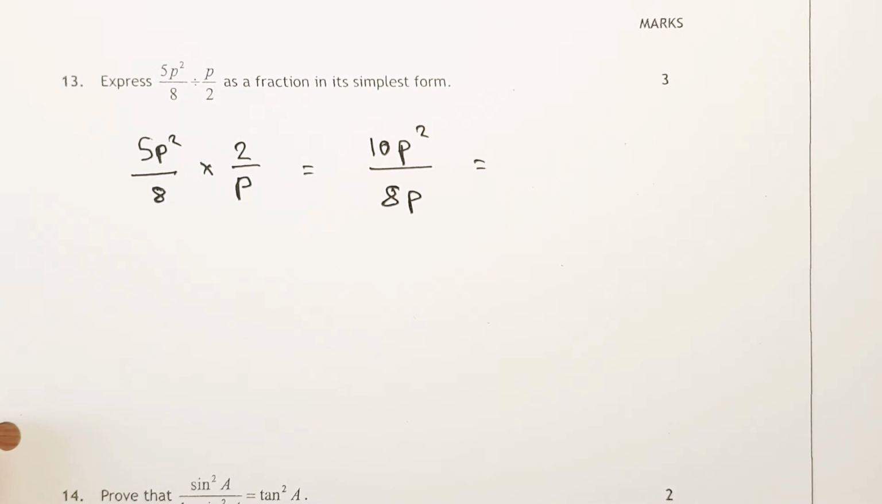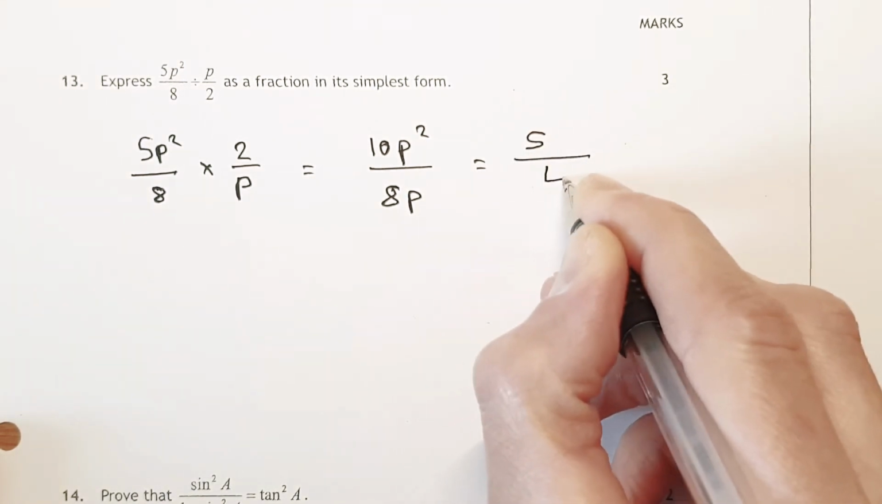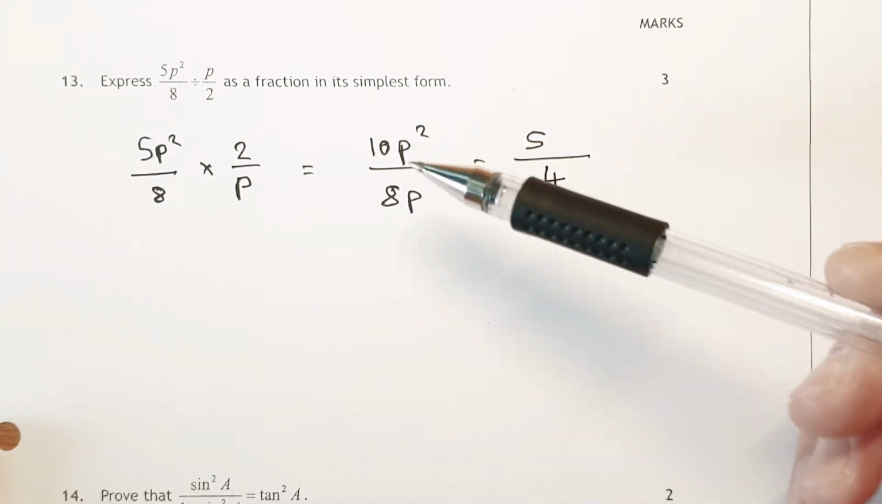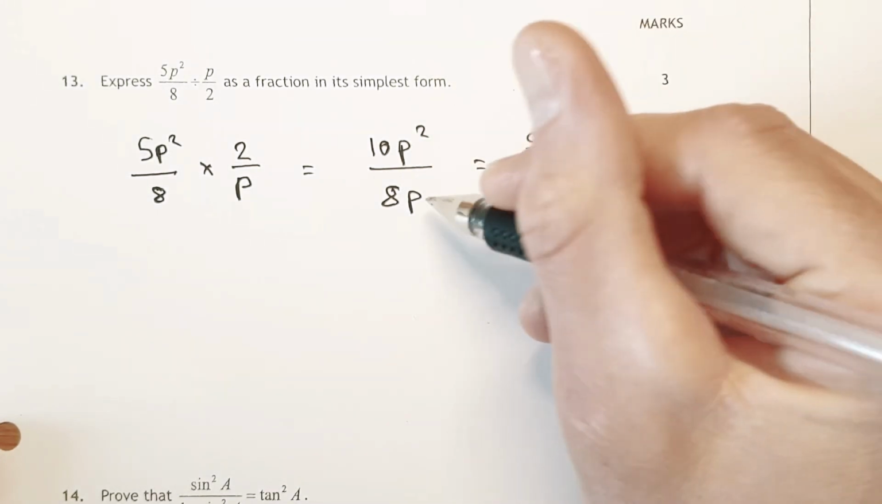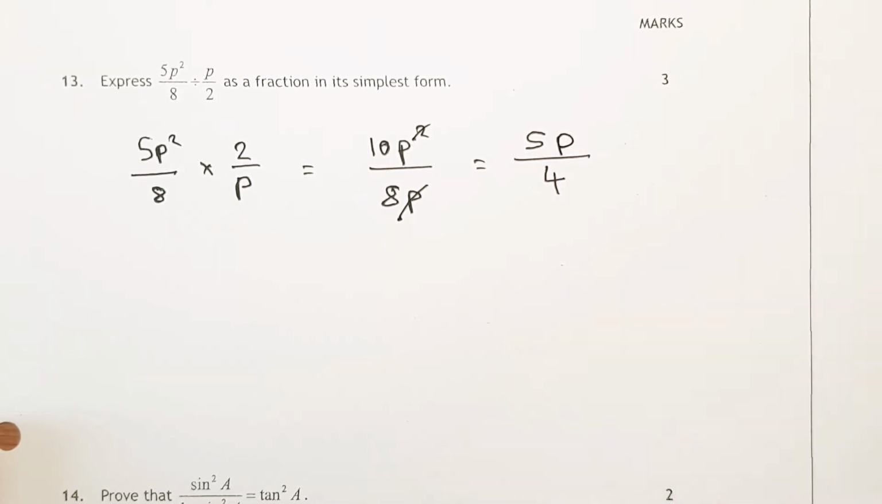Now just ignore the p's for the time being. We've got 10 over 8, and those are both in the 2 times table, so we're going to get 5 over 4 when we simplify. We've also got p squared and p, so we can cancel out p with one of the p's in the top, so you're just going to be left with 5p over 4.